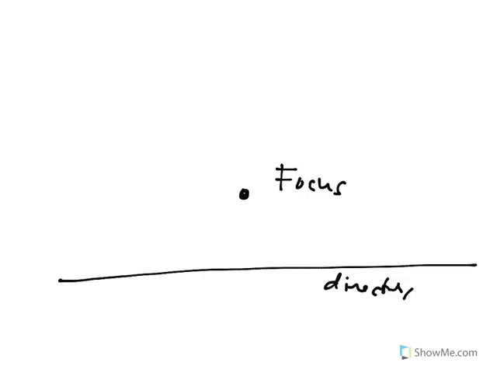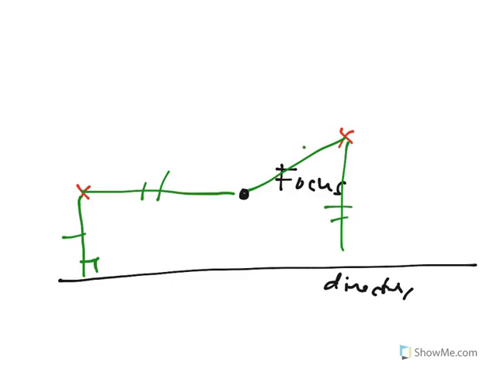Now, any point that you could name, like this one, if I measure the distance to the focus and then measure the distance to the directrix, perpendicular, they would not be the same length. On the other hand, maybe there is a point somewhere over here, let's say, where this distance and this distance were somehow the same.